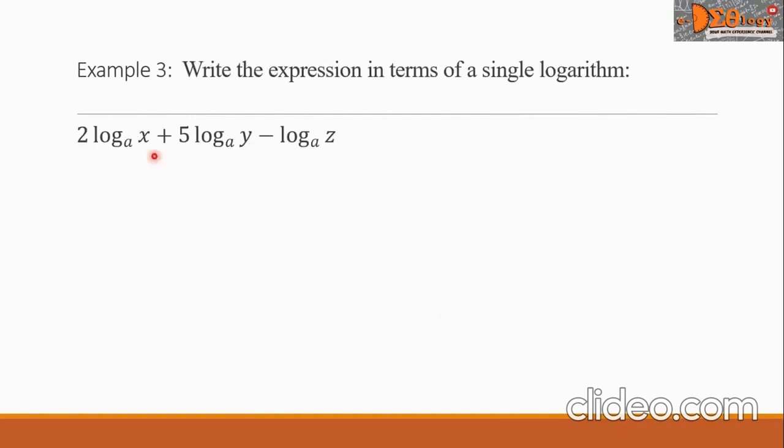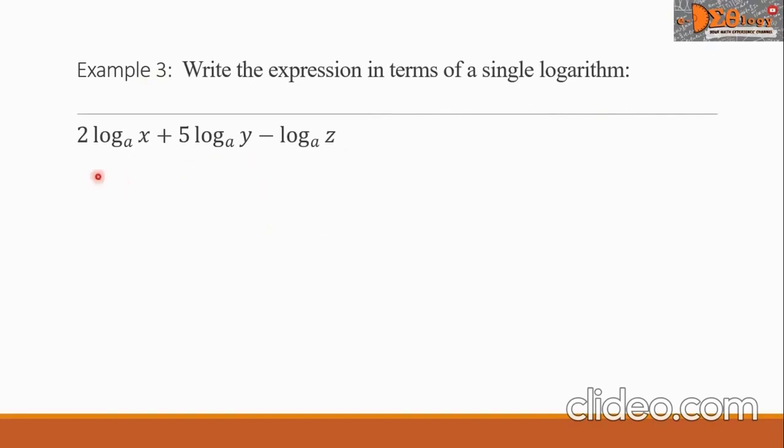Let us have example 3. Write the expression in terms of a single logarithm. So we have 2 log of x to base a plus 5 log of y to base a minus log of z to base a.